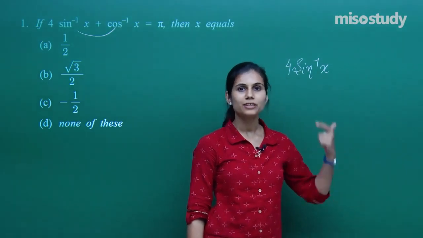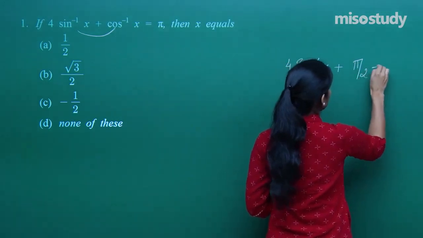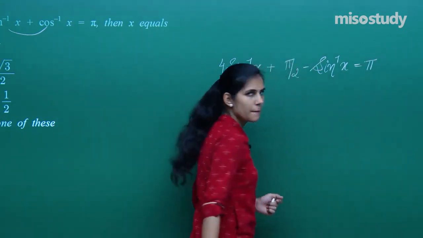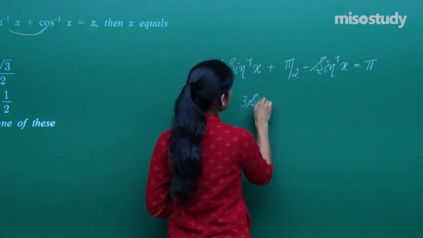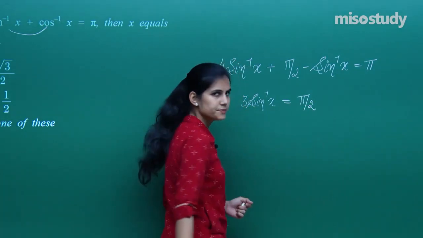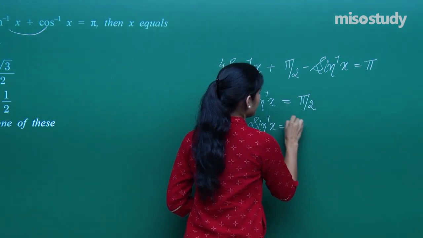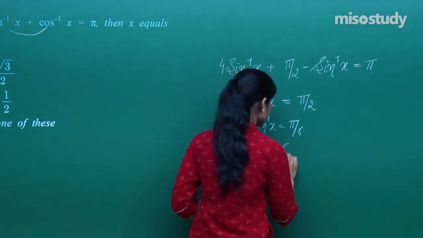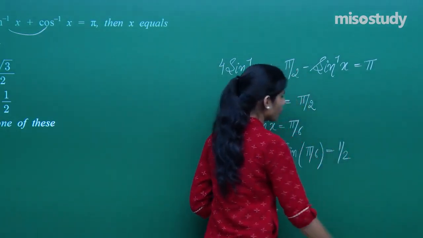So cos inverse x is pi by 2 minus sin inverse x. So this is pi by 2 minus sin inverse x, and this is given to be pi. Now 4 sin inverse x minus sin inverse x gives you 3 sin inverse x, and pi minus pi by 2 gives you pi by 2, right? So sin inverse x becomes what? Pi by 6, and x becomes sine of pi by 6, which is 1 by 2.